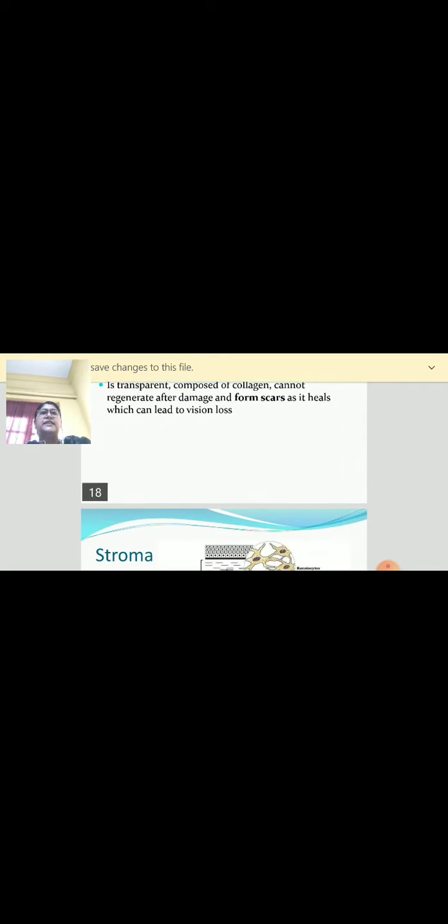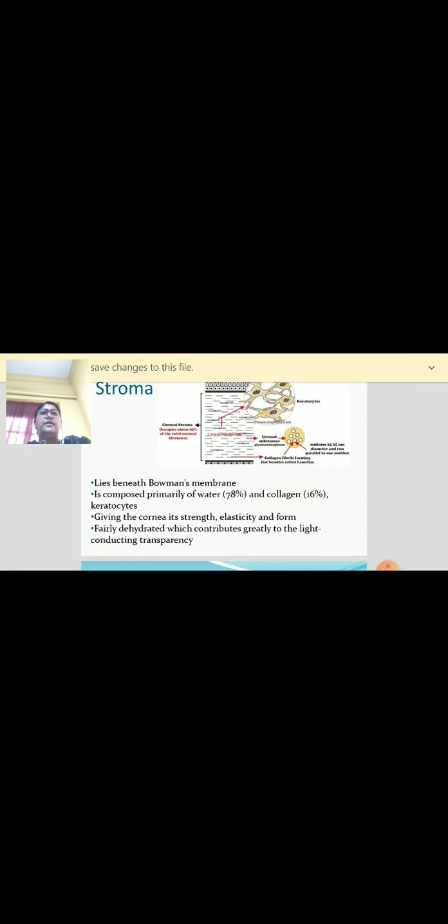It is extremely sensitive to pain and it can regenerate itself once damaged. Now next layer is the Bowman's membrane, which is a cellular non-regenerating layer, and once it is damaged it heals by forming scar. The stroma is one of the thickest layers. It lies just beneath the Bowman's membrane. It is primarily water 78% and collagen 16% and keratocytes. It gives the cornea the strength, elasticity and form, and it is fairly dehydrated, which contributes greatly to the light conducting transparency. Then comes the Descemet's membrane, which is composed of collagen and posteriorly made of endothelial tissue. It can regenerate after injury.